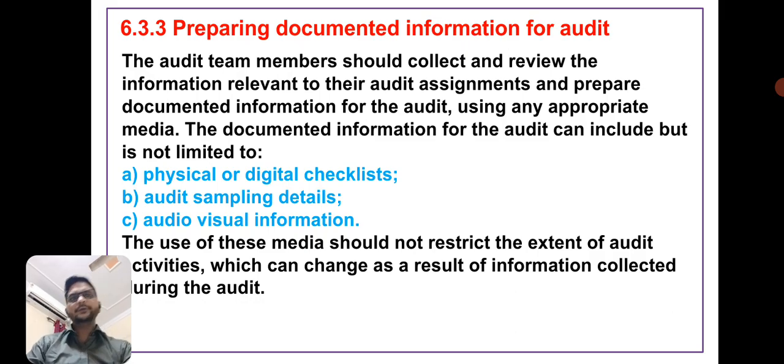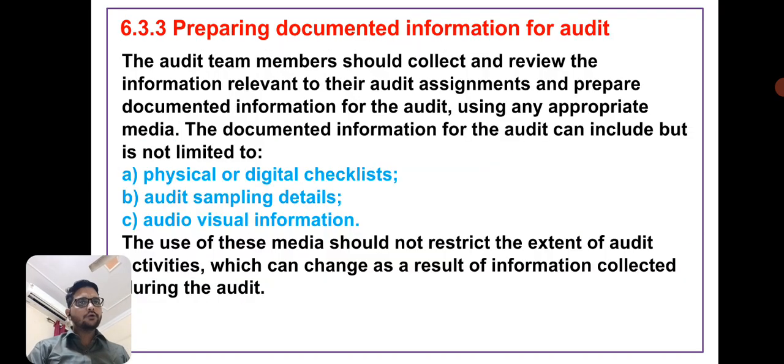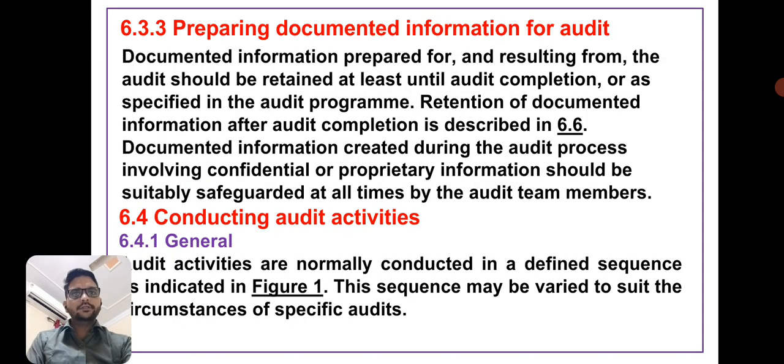Next is preparing documented information for audit. What documents do we need to prepare? Assigning work to the audit team, we need to conduct meetings held as appropriate by audit team leaders in order to allocate work assignments and decide possible changes, if any. Preparing documented information for audit, like physical or digital checklist, audit sampling checklist, and audio visual information. These we need to prepare.